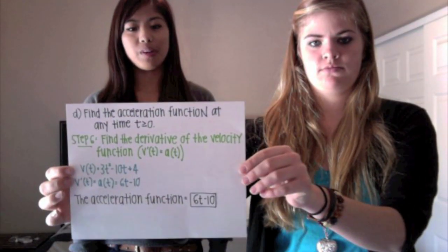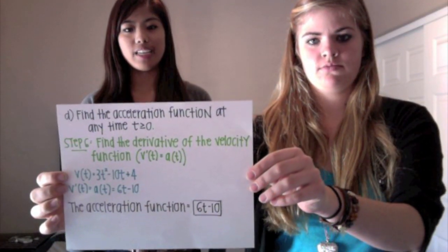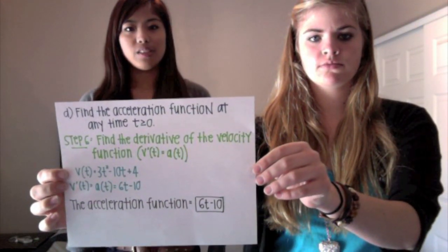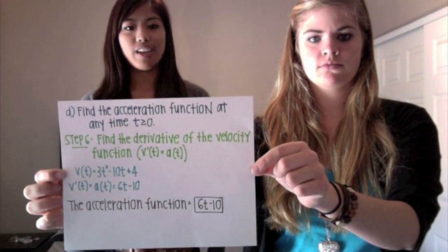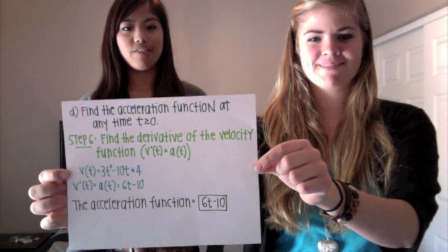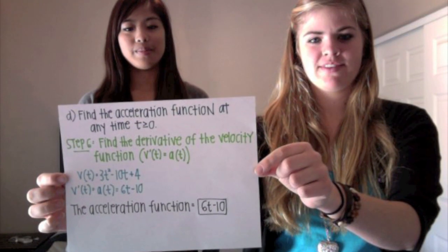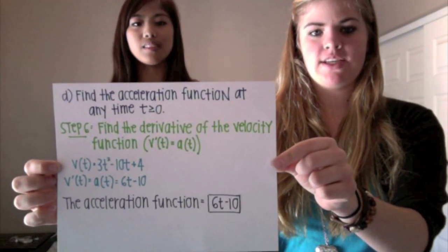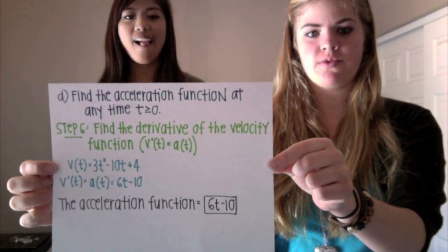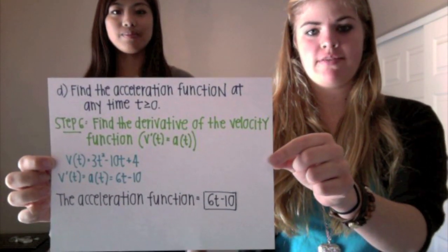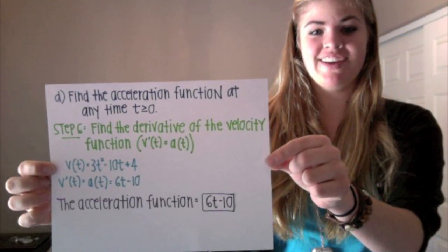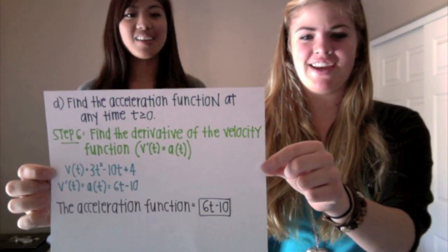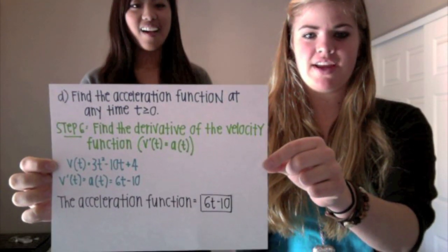In part D, we want to find the acceleration function at any time when t is greater than or equal to 0. So to find the acceleration function, you have to find the derivative of the velocity function found in the previous steps. So the velocity function found was 3t squared minus 10t plus 4, and the derivative of that, which equals the acceleration function, is 6t minus 10, which is our answer.